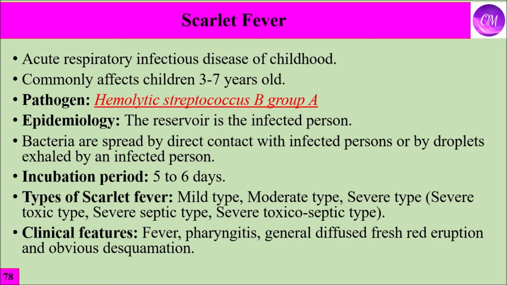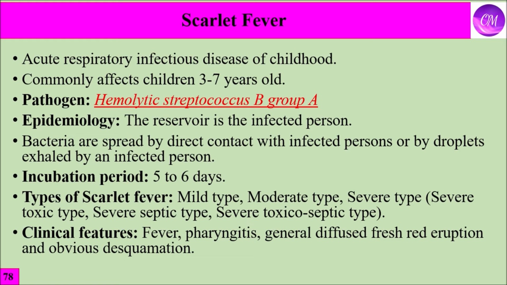Next disease is scarlet fever or scarlatina. It is an acute respiratory infectious disease of childhood. It commonly affects children 3 to 7 years old. The pathogen is hemolytic Streptococcus, group A. The reservoir is the infected person. These bacteria are spread by direct contact with an infected person or by droplets exhaled by an infected person. The incubation period is 5 to 6 days.